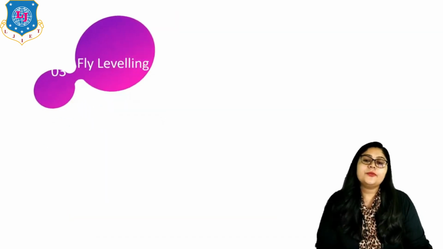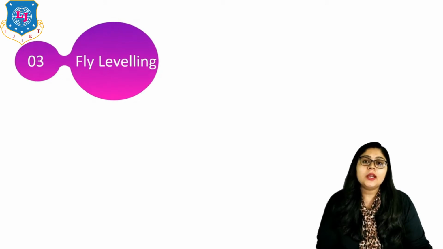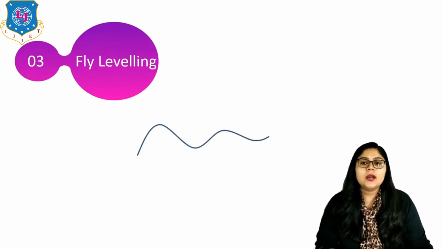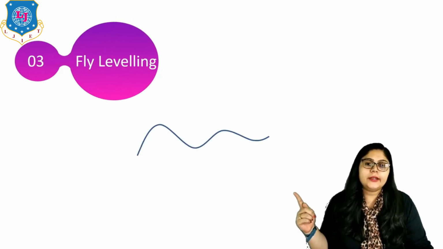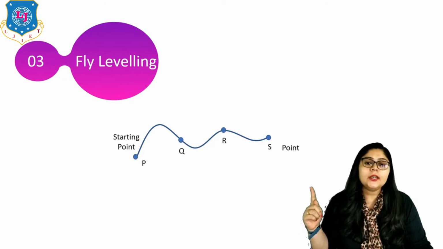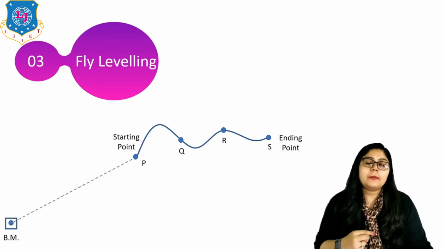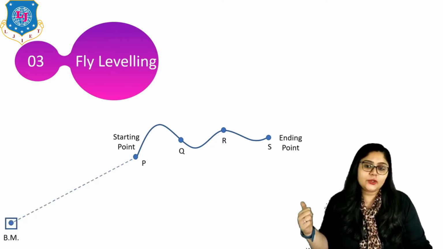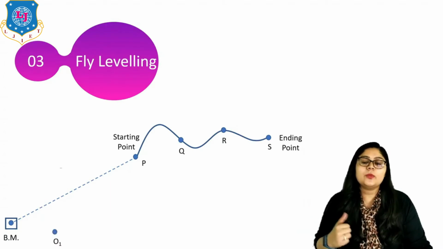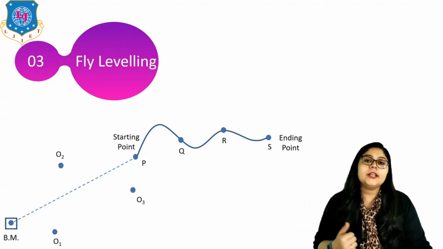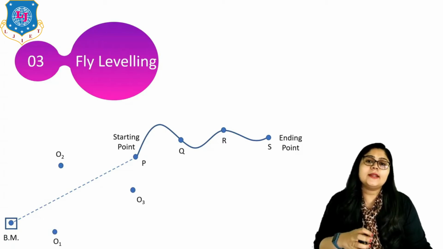Now the next topic is fly leveling. So what is fly leveling? To understand it, assume this is my practical site. These are the points where the starting point is P, then the ending point is S, where in between there are 2 points Q and R. Now if I want to start my practical, I have to connect to my benchmark. To connect to my benchmark, I have to make intermediate points like O1, O2 and O3. These are the points where I can set my instrument, a dumpy level, right?